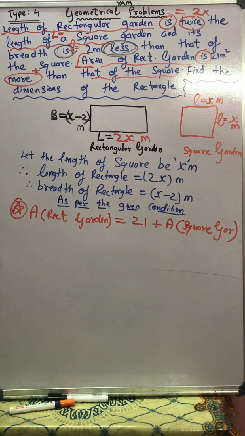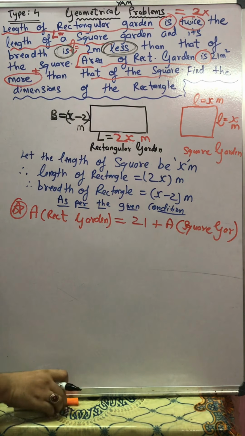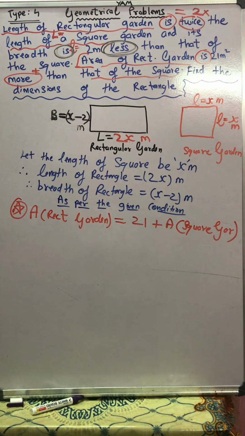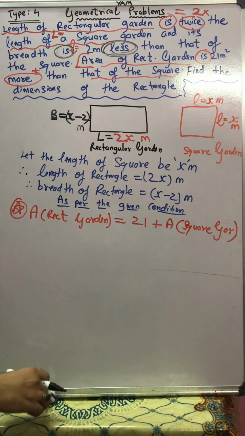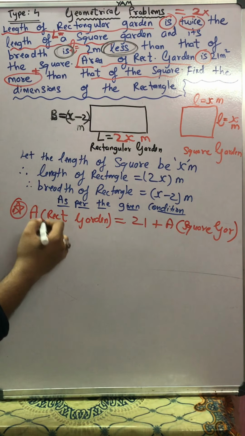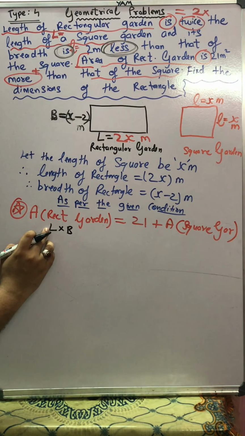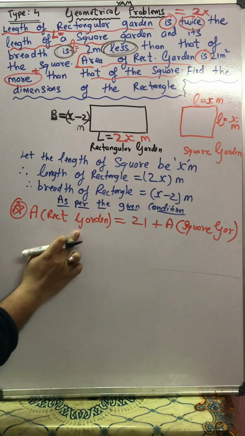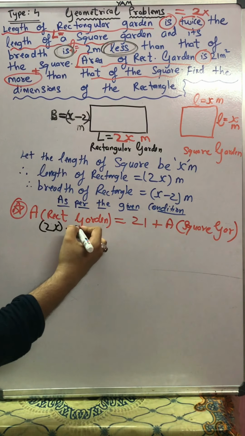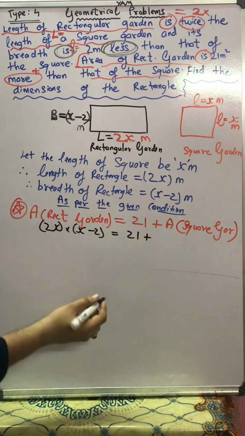Amazing. Now students, tell me one thing: can I find the area of the rectangular garden? Yes. What's the formula for the area of a rectangle? Length into breadth. What's the value of my length? Length is 2x, multiplied by breadth, which is x minus 2, is equal to 21 plus the area of the square.